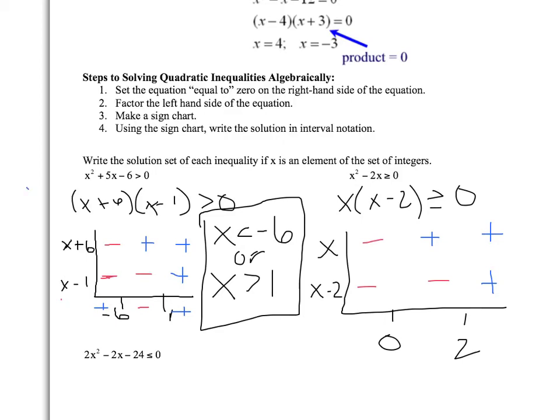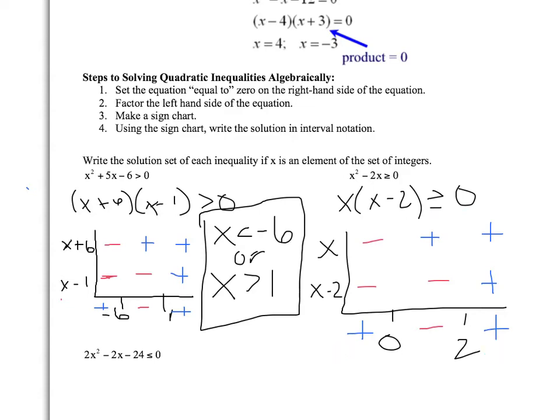Now I look and multiply. A negative times a negative will give me a positive. A positive times a negative will give me a negative. And a positive times a positive will give me a positive. I want values greater than or equal to 0. So greater than or equal to 0 are positive numbers. That means I want numbers that are less than 0 or greater than 2.